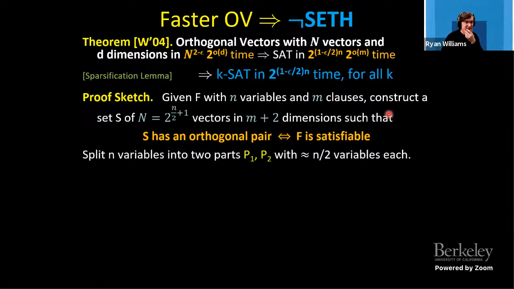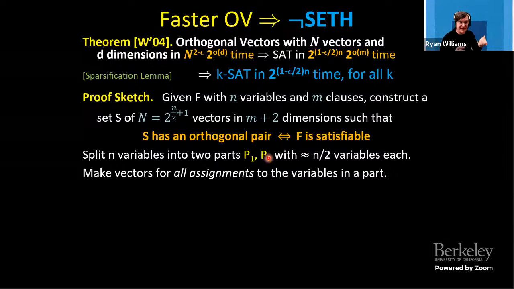So we split the n variables into two parts, P1 and P2, and they have about n over 2 variables each. We could even assume n is even, so they have exactly n over 2 variables each. Then we make vectors for all assignments to the variables in a part. And this is how we get this capital N here. So we'll have 2 to the n over 2 vectors for the assignments to P1 and 2 to the n over 2 vectors for the assignments to P2. All right, so we'll make vectors for all of them. And here's how we make the vectors.